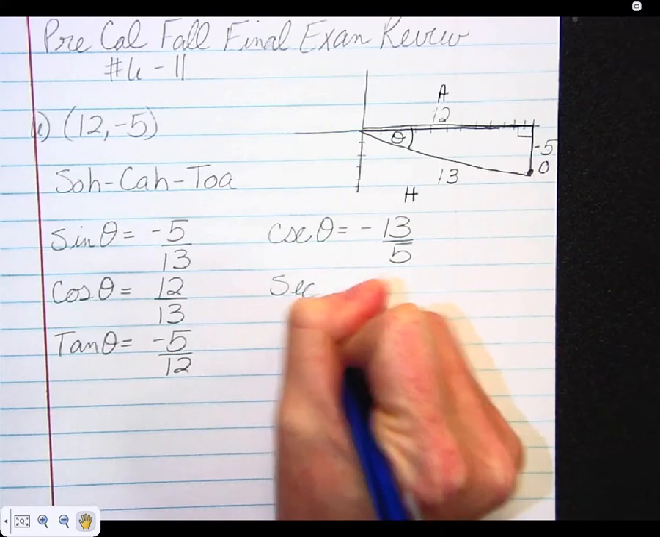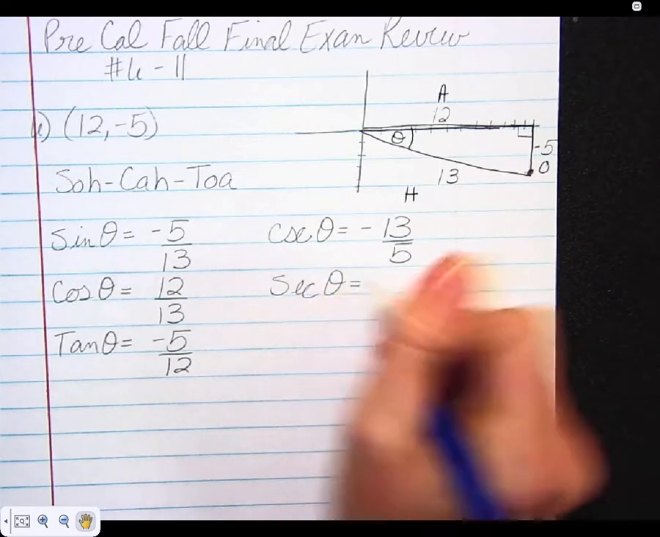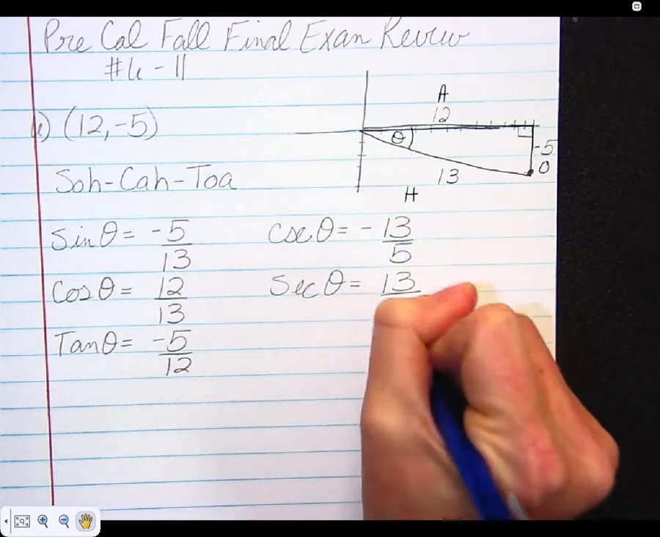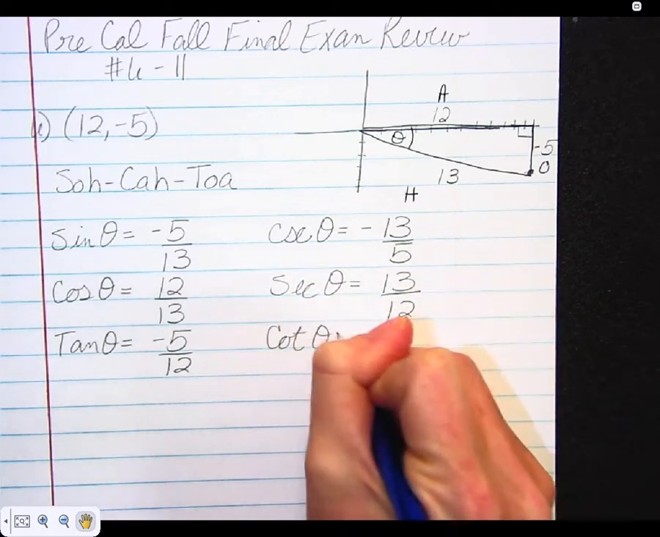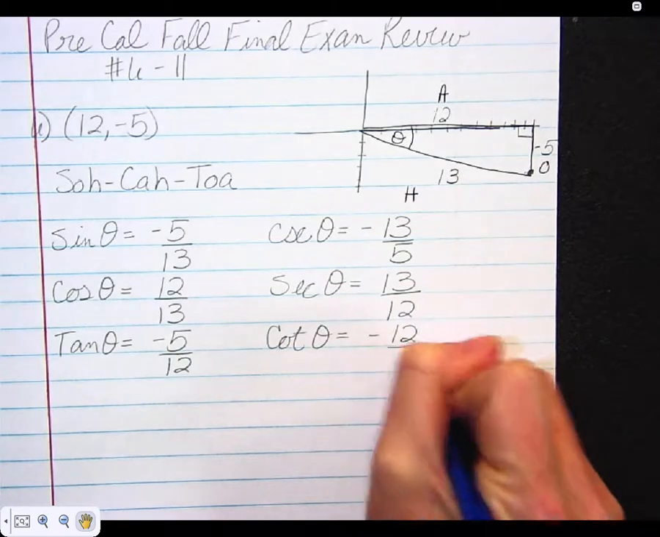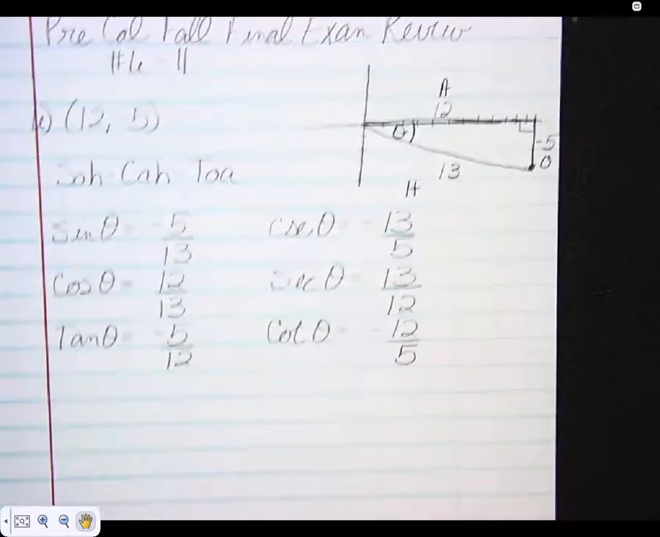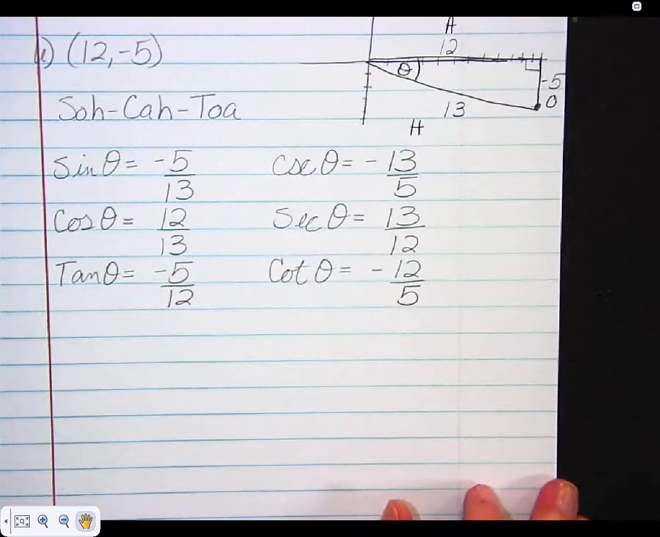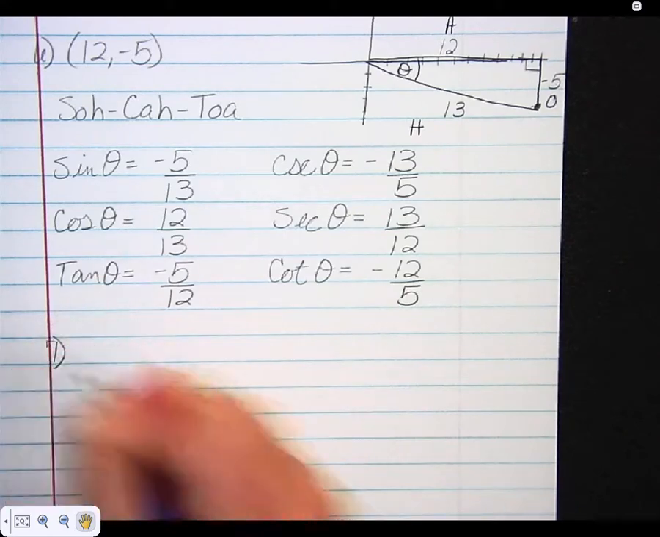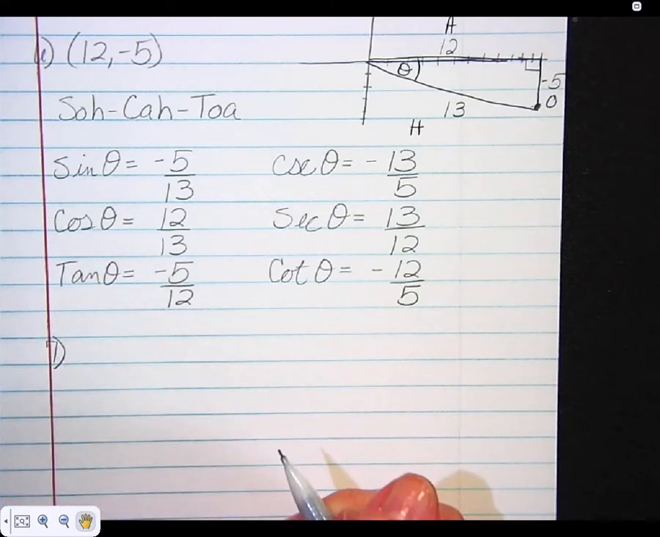And then I'm going to work with secant. Secant's the reciprocal of cosine, so that's going to be 13/12. And then cotangent is the reciprocal of tangent, and that's going to be -12/5. And so those are our 6 trig functions. Just again, be careful of which quadrant you're in so that you know which ones are going to be positive and negative.